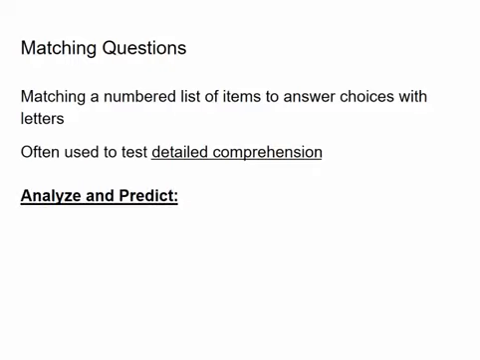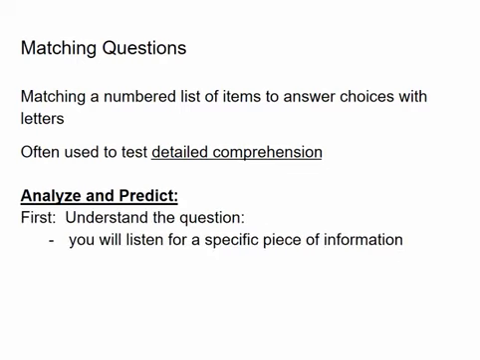As you're analyzing this question type in the time you have before you listen, there are a couple things to keep in mind. First, you need to understand the question. Okay, so you will listen for a specific piece of information for this question type. In our example that we saw at the beginning of this lesson, we were given the question, okay, what activities will Julia do? Okay, and then we give the list. She will do this, she might do this, she will not do that. It's important to understand exactly what you're supposed to listen for from this part of the question.